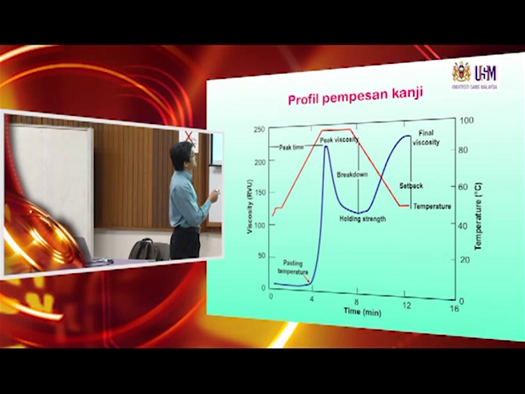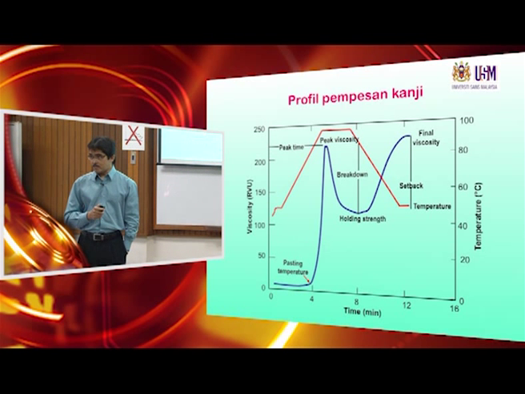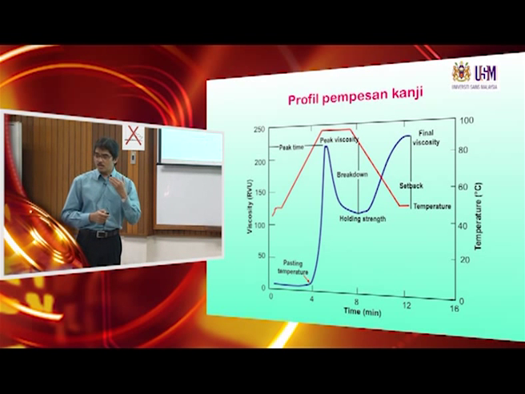And the same thing, we can also measure final viscosity. During the cooling period, if you notice, the viscosity starts to increase. Yeah, this diagram is not very accurate because I redrew it. So during the cooling period, the viscosity starts to increase. This is when the retrogradation starts. In the pasting curve, we call it setback, which is a measure of the tendency of the starch to undergo retrogradation. So those are some of the parameters that we can measure from the pasting curve. It will give a lot of information.